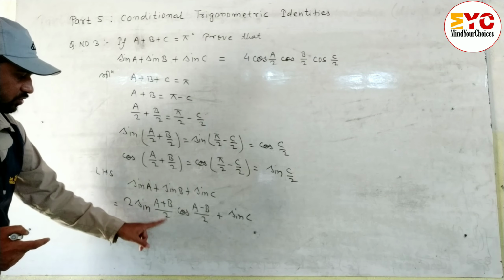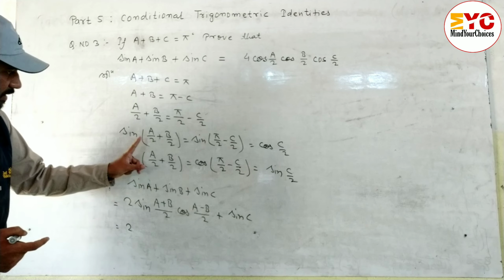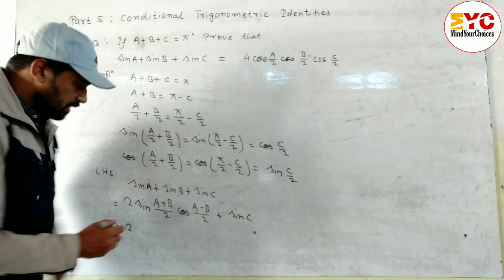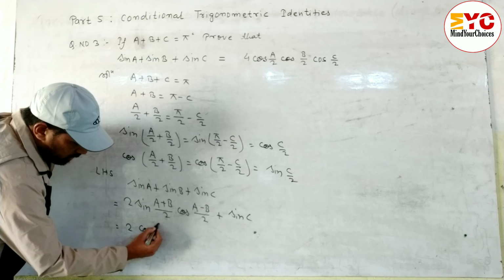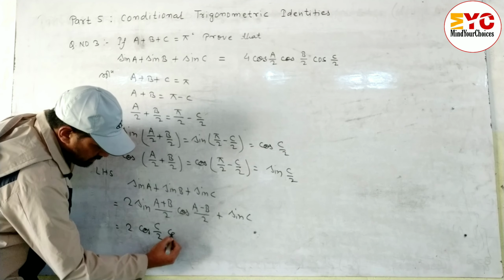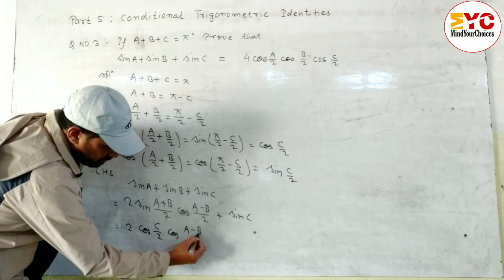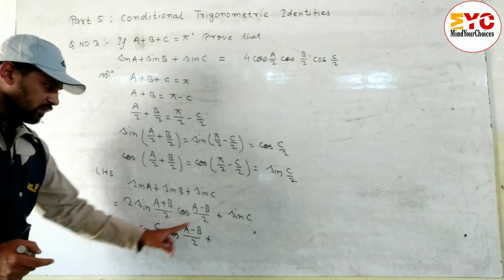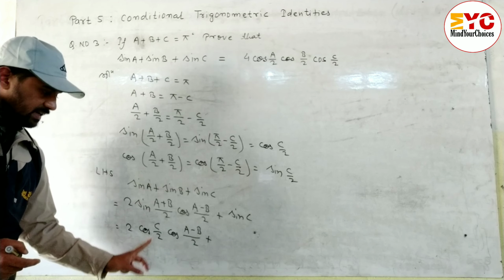Sine (a plus b) by 2, sine (a plus b) by 2. Look here, sine (a plus b) by 2, and the value is cos c by 2. So we can write here cos c by 2. This one we write the same, cos (a minus b) by 2 plus. Now look here, here is cos c by 2. Either cos here or sine here, same thing.